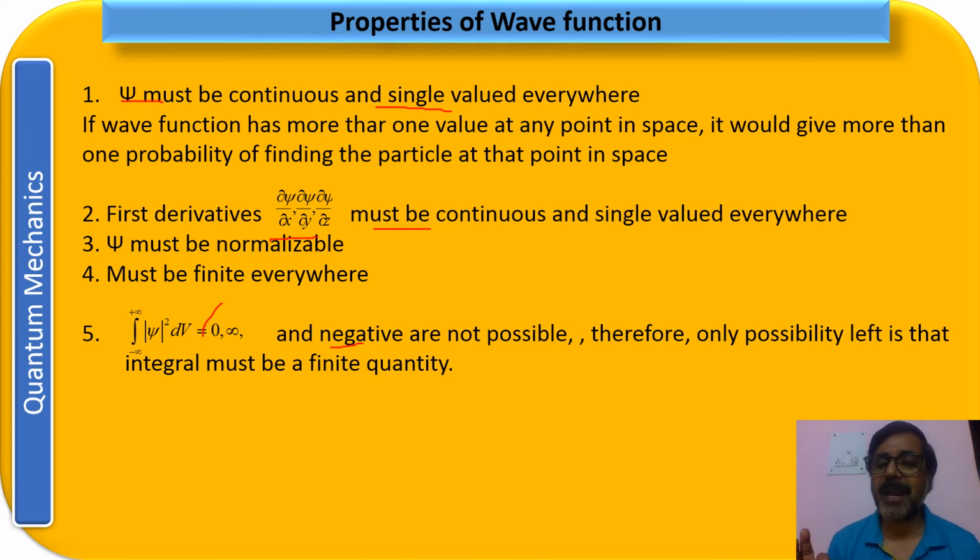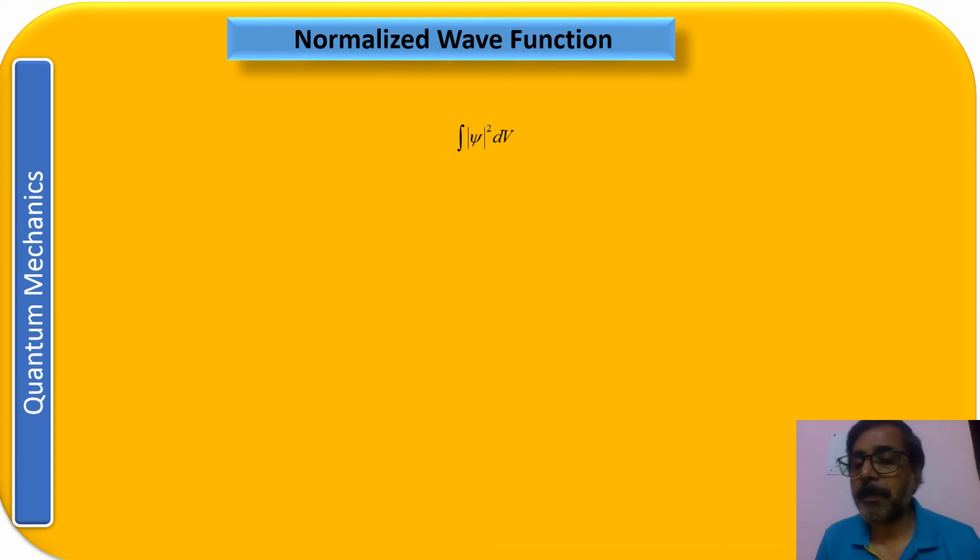So it must be a finite number, right? The probability cannot be negative. It cannot be infinity, right? So that is the meaning of this: mod of psi whole square dV should not be equal to 0 or infinity or negative. This value is not possible, right? So these are the properties of your wave function. If all these properties are followed, then this is the function that you can use for your mathematical calculation, right?